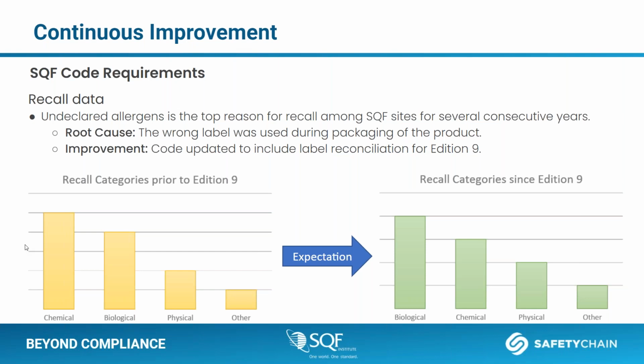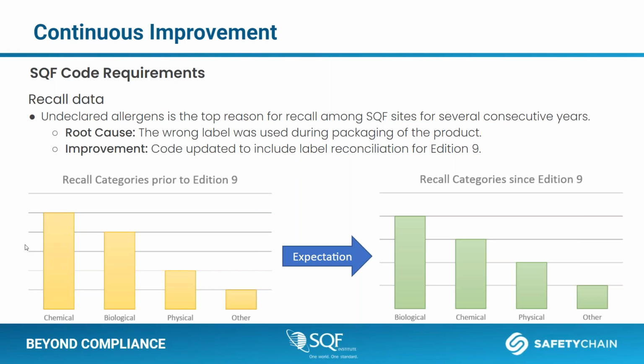And some of you may wonder, well, how does SQFI come up with those changes? Where do you get the information to put in new requirements or update requirements within the code? So I wanted to share with you one of the things. If you've been certified to Edition 9, you may be familiar with label reconciliation. So label reconciliation was a new requirement for Edition 9. It came about from recall data.